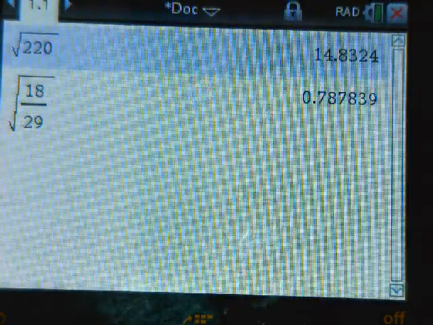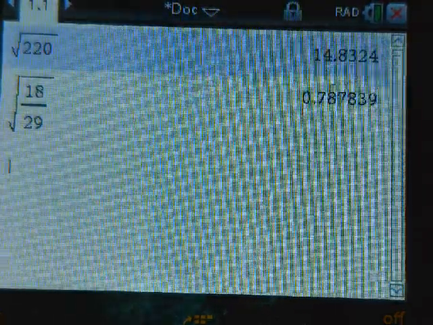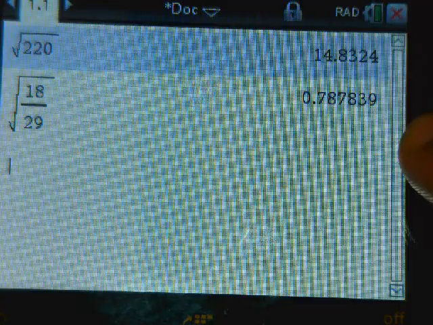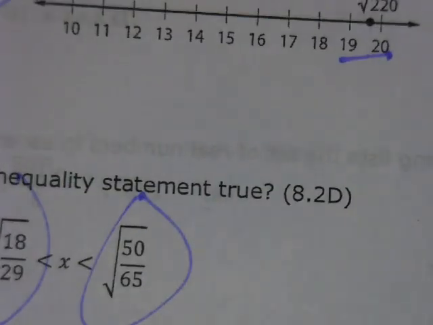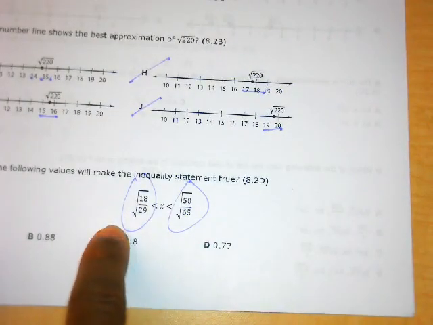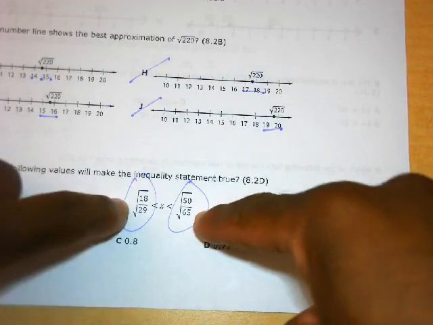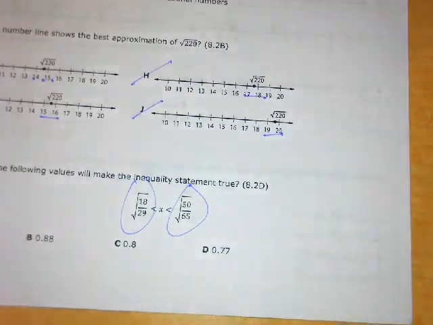I'm sorry, I didn't realize you could see it. So you have 18 over 29. We hit Enter, and that gave us the decimal for that number. And so we would come back here, and you would write that number here, and you would figure out what that one is, and then you figure out which number is in between those two numbers. So that's how you do that.